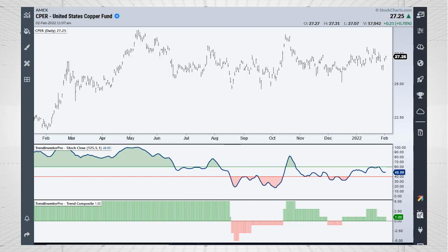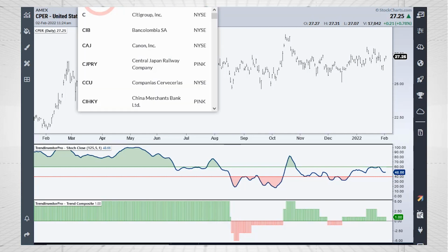Here is copper, CPER. It's been in an uptrend via the trend composite since the middle of January. And it's not that strong, because if you look at the StochClose indicator, it hasn't gotten really above 60. So it hasn't gotten into the upper half of that 6-month range as far as price is concerned. If you look at the price chart, it's been really flat here. So this is one that's on a bullish signal, but StochClose is not that strong. So this trend is not looking that strong right now.